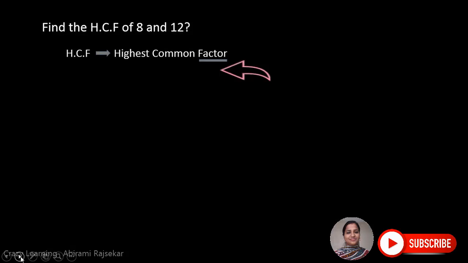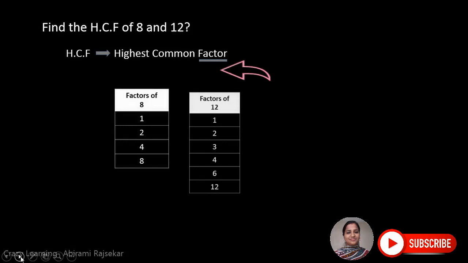Let's take the factor of 8 and then the factor of 12. Factor meaning the numbers which will divide 8. So here the factors of 8 are 1, 2, 4 and then 8. Similarly, the factors of 12 are 1, 2, 3, 4, 6 and then 12. Using these numbers, we can divide 12.